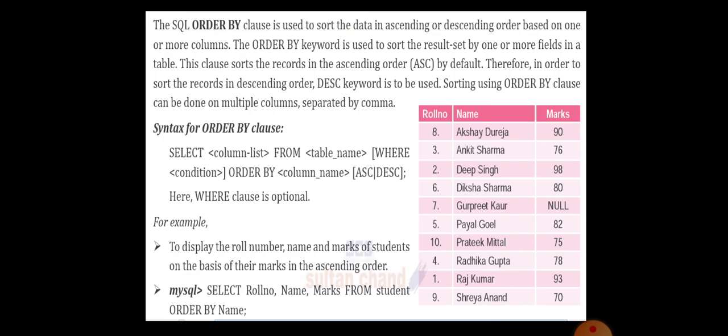To display the roll number, name and marks of the students on the basis of their marks in ascending order: SELECT rollno, name, marks FROM student ORDER BY name, as given here. If you want to order by marks, the only thing we need to change is, instead of name, we need to give marks. That's all.